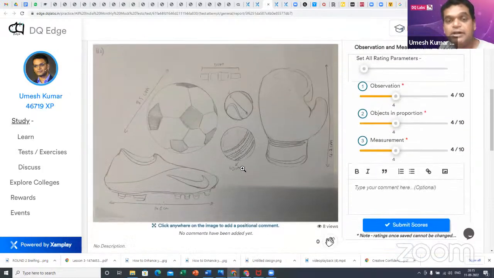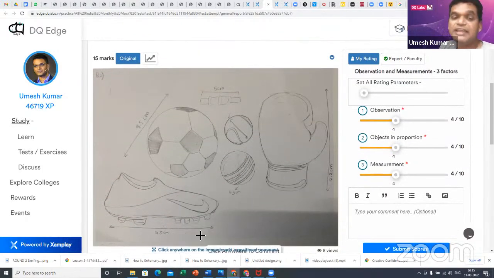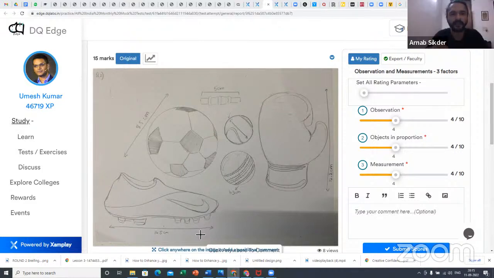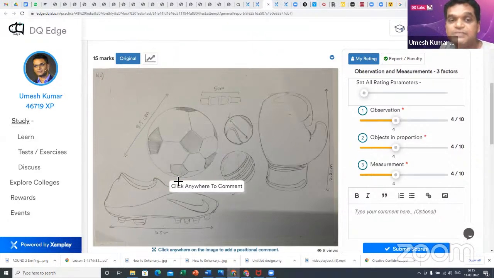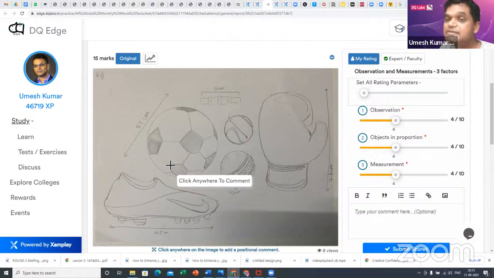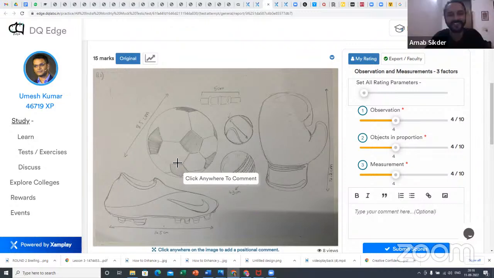You may not get the exact perfect dimension, but at least it has to be something realistic, approximately closer. For example, 8.5 centimeters for a football diameter could be for a baby football, not for a full-size football.